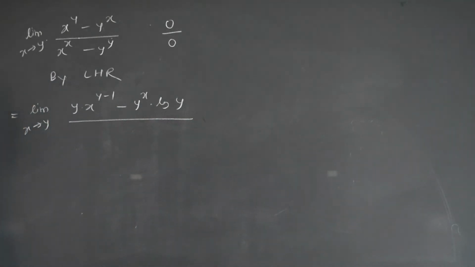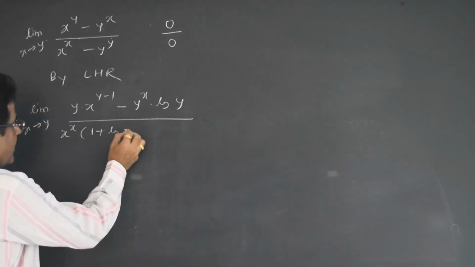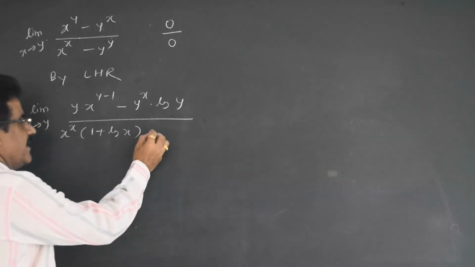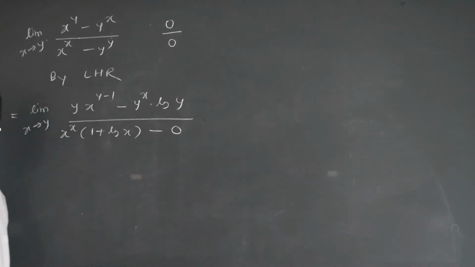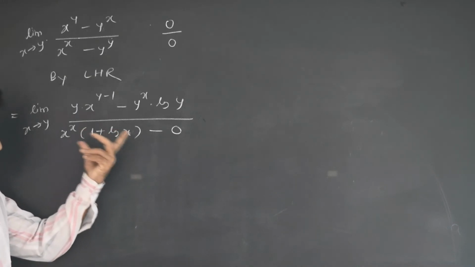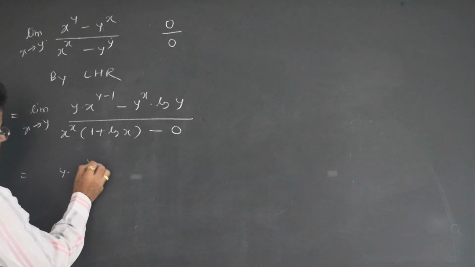And now we have to take denominator x raised to x. Now you should know the derivative of x raised to x directly. So derivative of x raised to x is given by x raised to x into bracket 1 plus log x, and derivative of y raised to y is 0 because it's a constant term. Now we can observe there is no 0 in the denominator, means denominator is going to be finite, this ratio is going to be finite, and that's why we are in a position to take the limits.